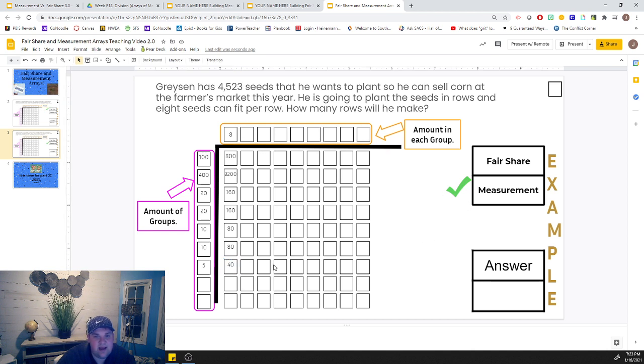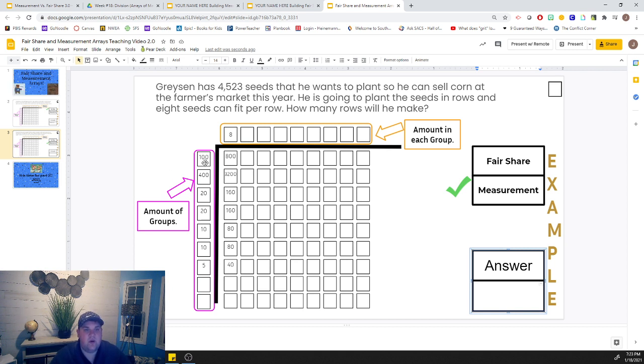So I'm going to stop here, and I'm going to add together the amount of groups to get my answer, because that's how many rows we'll be able to make. So 100 plus 400 is 500. 20 plus 20 is 40, so I have 540, plus 10 more is 550, plus 10 more is 560, plus 5 more is 565. So I will be able to make 565 rows of seeds.